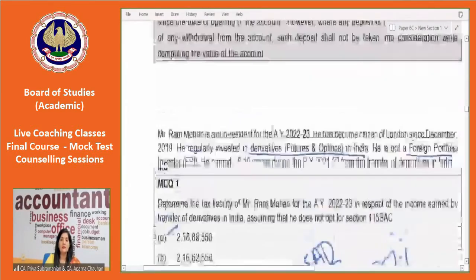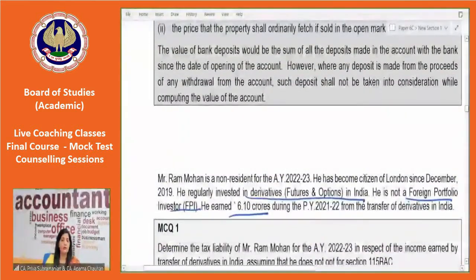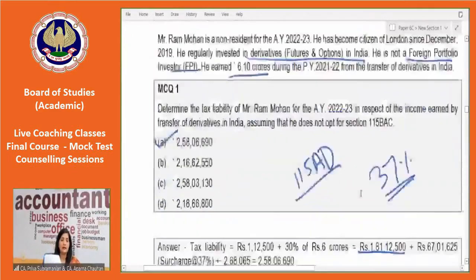That means you have to read every piece of information very carefully, right? Applying the provisions, applying the tax liability.